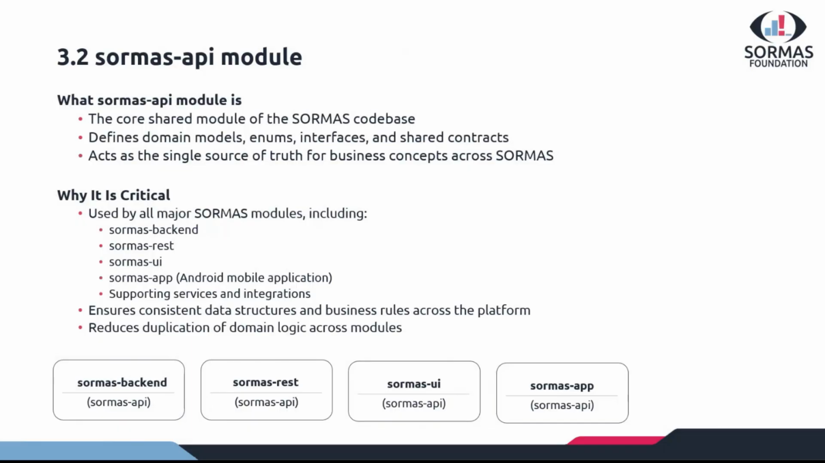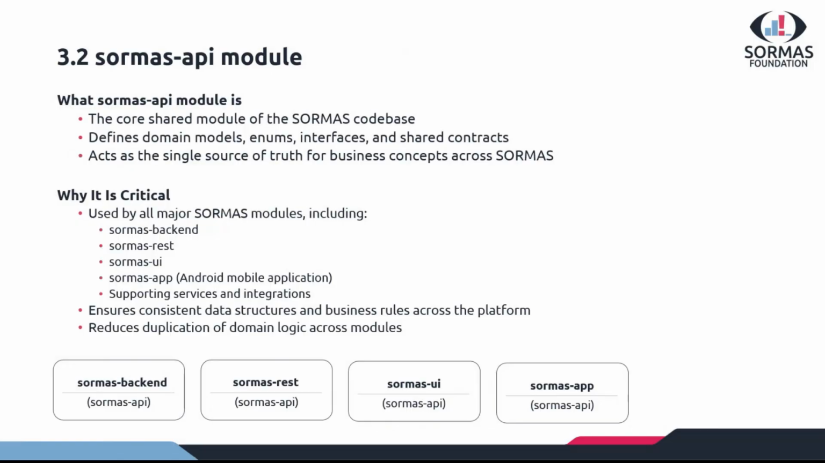Now, why is this critical? It is used by all major SORMAS modules. Understanding this structure saves you a lot of headache while developing, because 80% of the issues during development come from the interaction between this module and other modules. It ensures consistent data structures and business rules across the platform and reduces duplication of domain logic across modules.